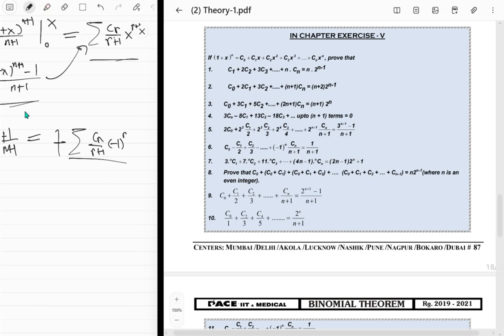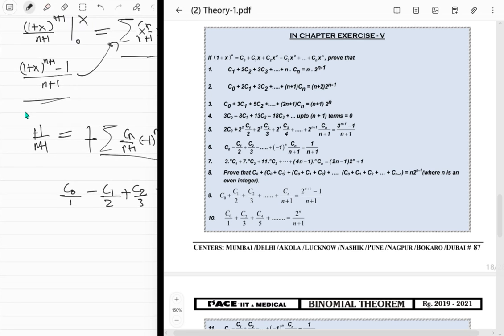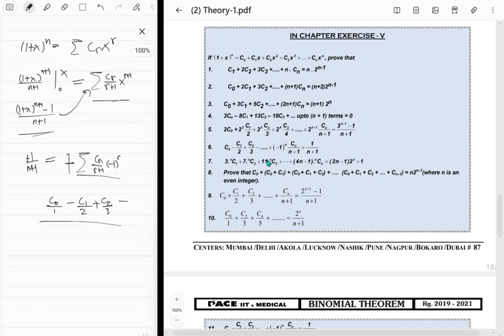So let's just start putting r equal to 0. You'll just get c0 upon 1, and that times (negative 1)^0, which is 1. Then from here it's going to alternate positive, negative. So negative, then you got c1 upon 2, and then positive c2 upon 3, and so on. So you see the same series that we want, right? Exactly. And that's equal to 1 upon n + 1. This is what they want us to prove. Okay, perfect.